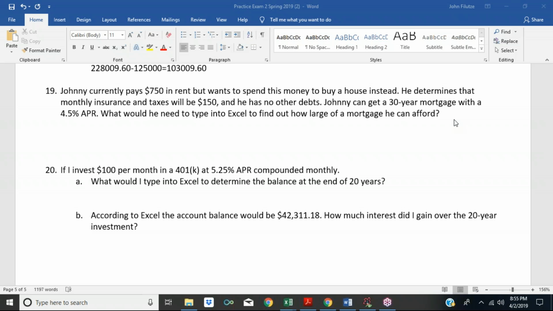And finishing up the last two. Number 19. Johnny has $750 to rent. Johnny currently pays. Why is it always Johnny? Oh my gosh. That's my name. I used to complain about that all the time. Johnny was always the example kid.